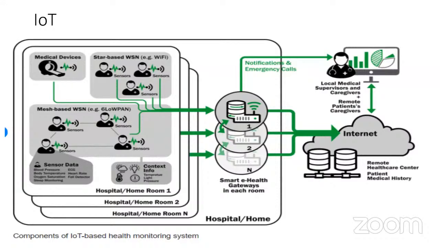If they are in a hospital, a few hundred or one or two thousand patients may be there, and of course nurses may monitor manually, but with wearable equipment or devices continuously monitoring the healthcare, only when a particular value crosses a threshold will the IoT and AI-based system generate an alert to the nearest care providers. So smart e-health gateways in each room capture the data, and then local medical supervisors and caregivers can take action.